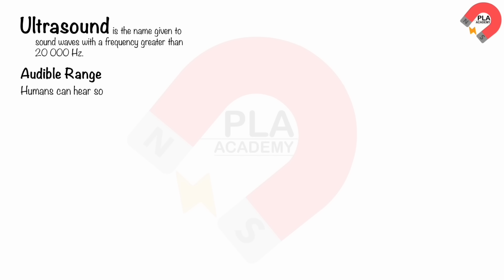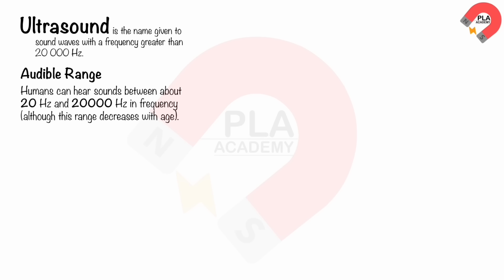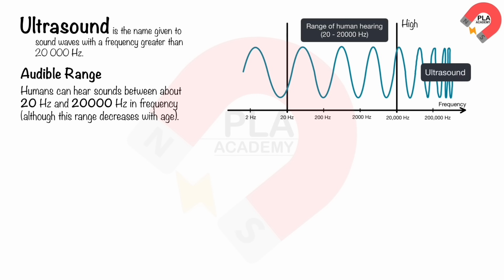Ultrasound. Ultrasound is the name given to sound waves with a frequency greater than 20,000 Hz. Humans can hear sounds between about 20 Hz and 20,000 Hz in frequency, although this range decreases with age. So, the frequency of ultrasound is beyond the range of human hearing. The sound with frequency lower than 20 Hz is called infrasound.